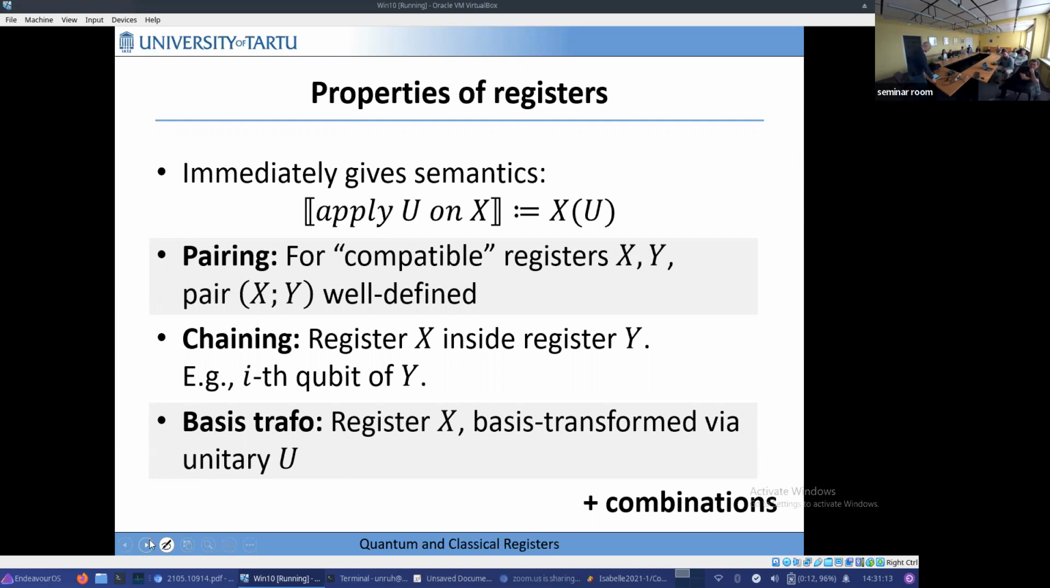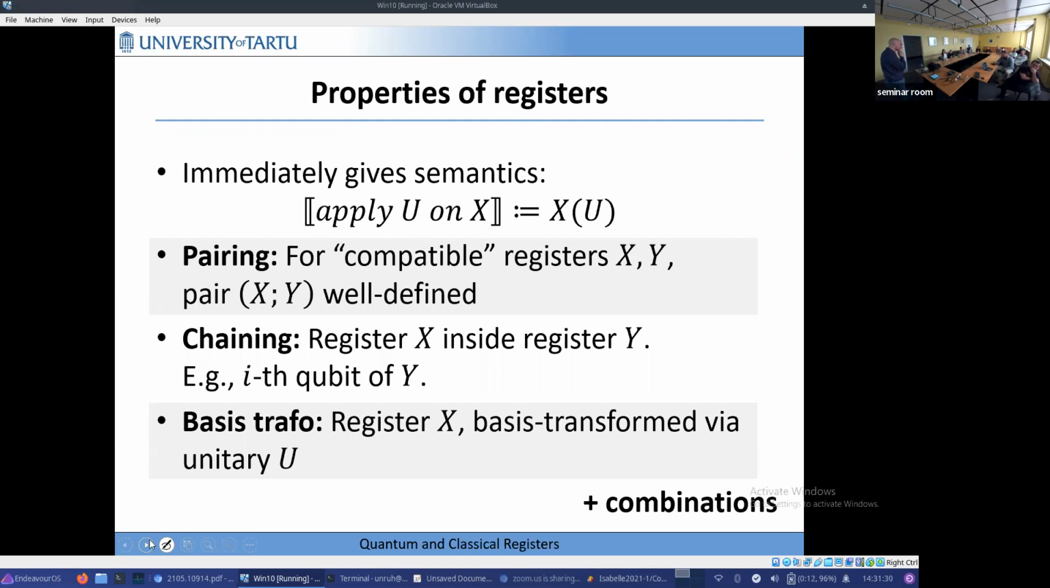So that's one very useful thing. This also works with other things like measurements. It's just by applying X to each of the projectors and so on. But the thing that is more interesting is the pairing and the chaining, as I call it.